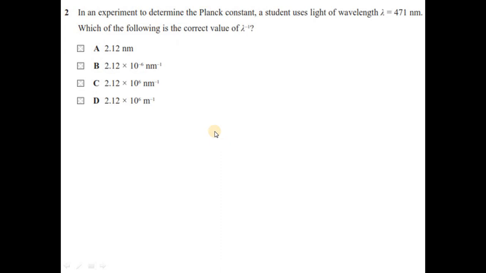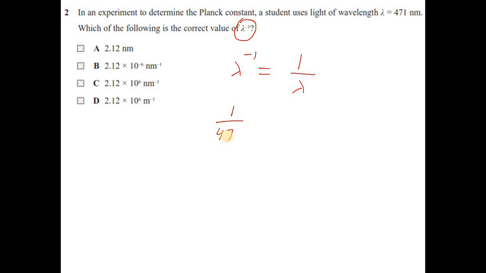Question number 2. In an experiment to determine the Planck constant, a student uses light of wavelength lambda 471 nanometer. Which of the following is the correct value of lambda to the power minus 1? Lambda to the power minus 1 is in fact 1 upon lambda. So what do you need to do? You just take the reciprocal of the value of lambda, that means 1 upon lambda.